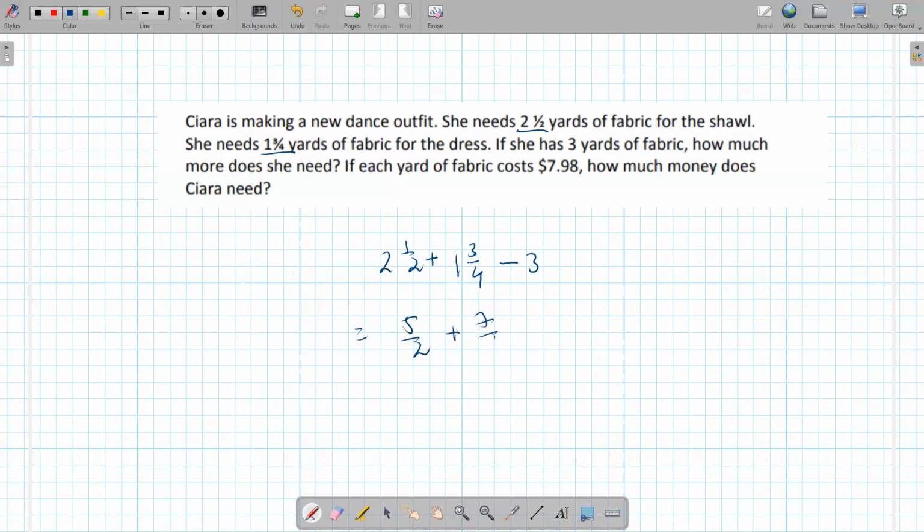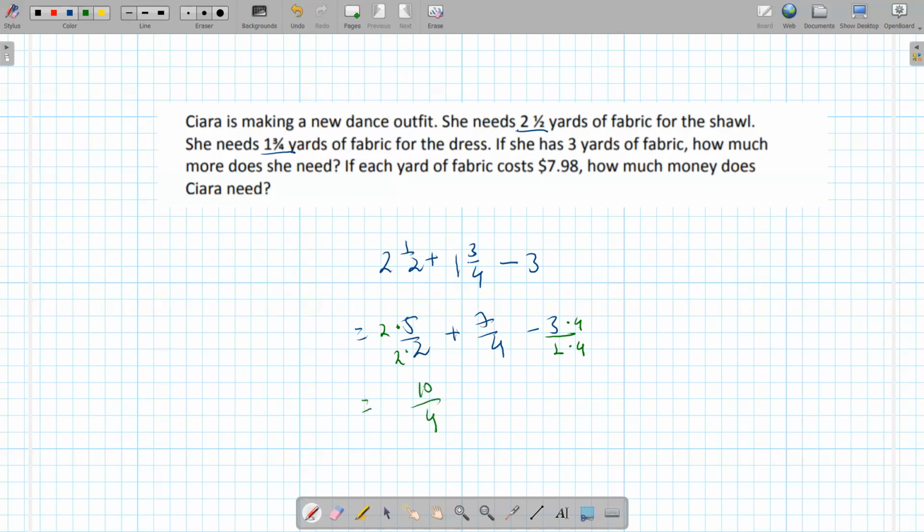Plus this would be 7/4 minus 3, right? And now you find the common denominator, which is 4. So that means we need to multiply this by 2 on the bottom, 2 on the top. What about 3? What do we multiply this by? You can't really have 4 as a common denominator for 3. Yes, you can. Here it's 1 right now, so you need to multiply this by 4. If it does not have a denominator, it has a denominator of 1, just multiply that by 4.